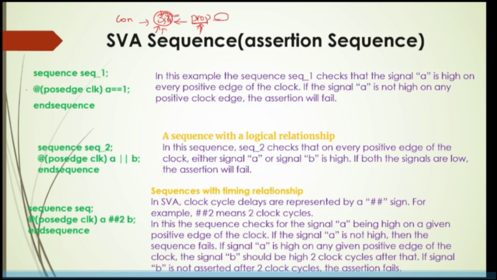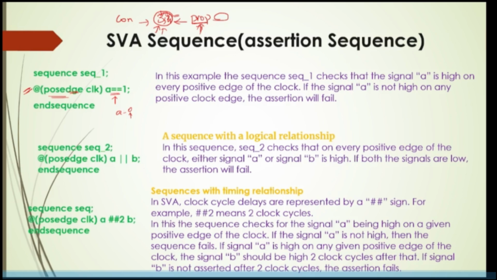Now here, what is the condition that I am writing? At the rate of posedge clock, a double equal to 1. That means for every positive edge of the clock, what is the meaning of this assertion? If you want a particular input like a to be high for every passage of clock, then you should give it in this format, so that it will check whether a is continuously 1 for all the positive edges of the clock. And if at any point of time the value of a becomes 0, that means a is low, then at that point the assertion will show you a failure.